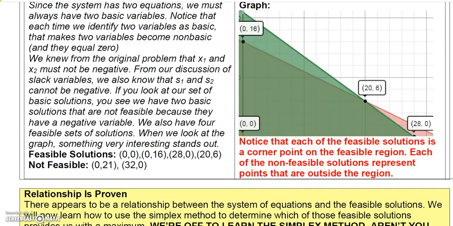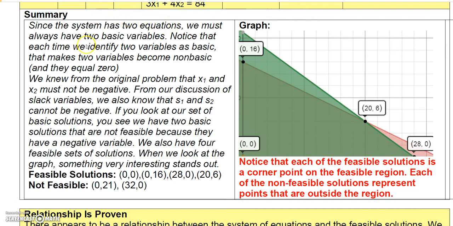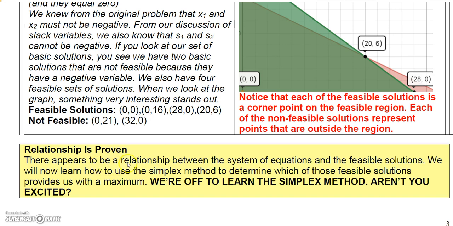Okay, so I summarized this here for you. You can just pause the video and read this, but I do summarize that the feasible solutions are these 4 points that were the corner points. So obviously there is a relationship between the points on this graph and the equations that we were working with, and in the next video we're going to learn the simplex method. This video was just to kind of set it up for you.